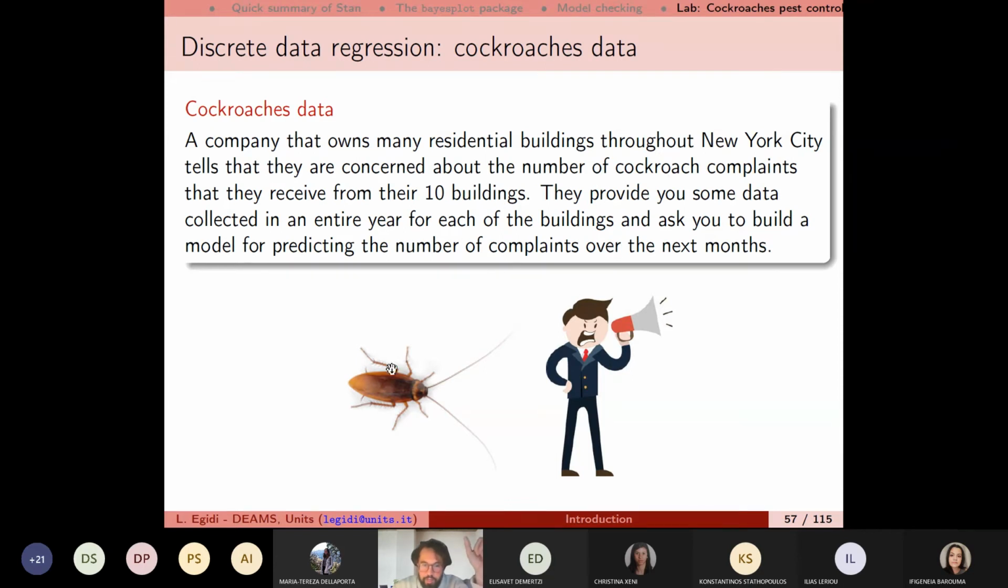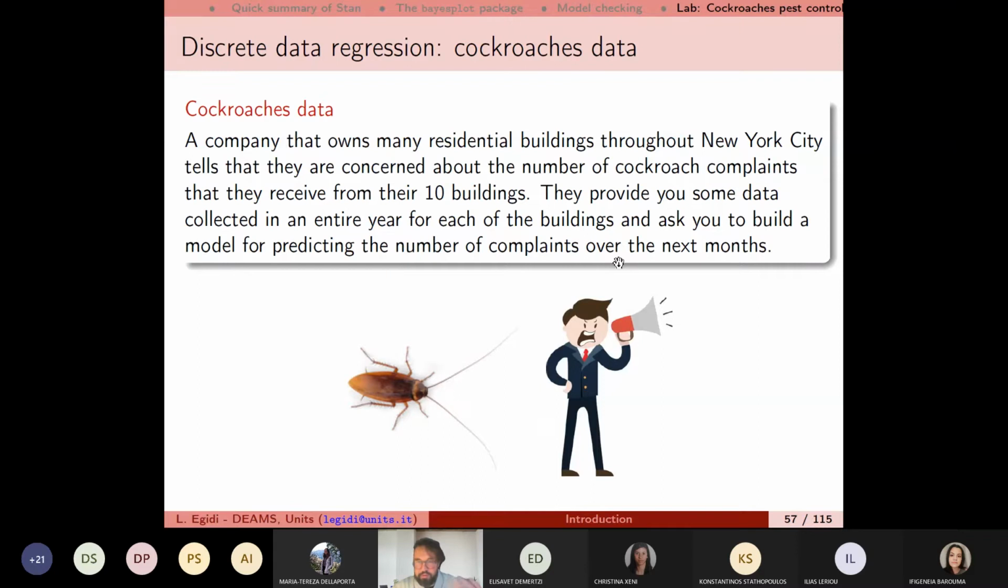I don't know how you call these beasts here. In English, this is cockroach. The company tells us that they are concerned about the number of cockroach complaints that they receive from their 10 buildings. I spent 6 months in New York, and I can tell you that in New York buildings, you can find rats, you can find cockroaches, you can find many other animals. So I'm aware of this.